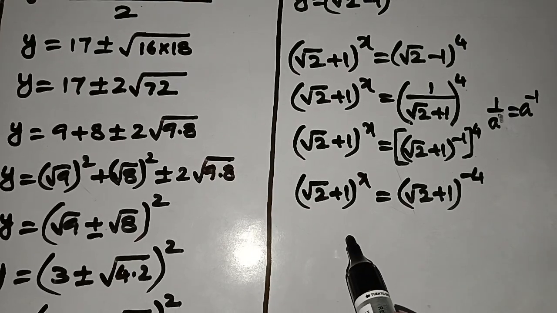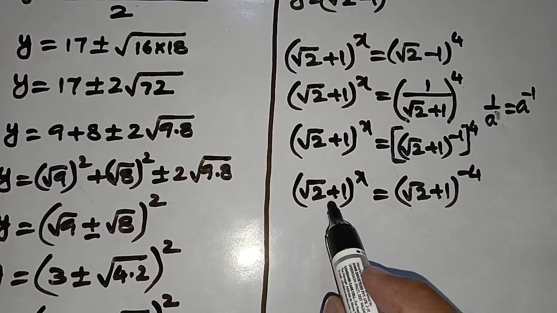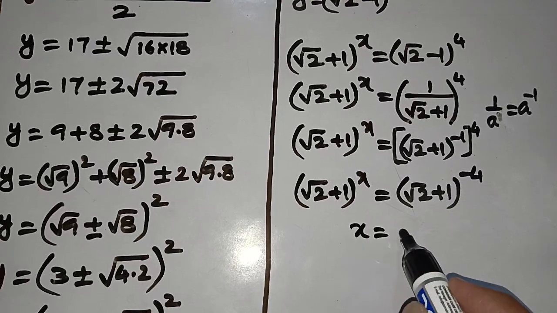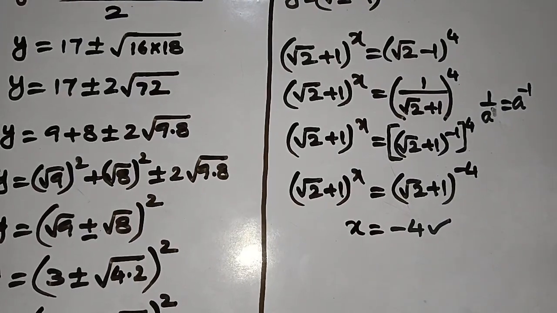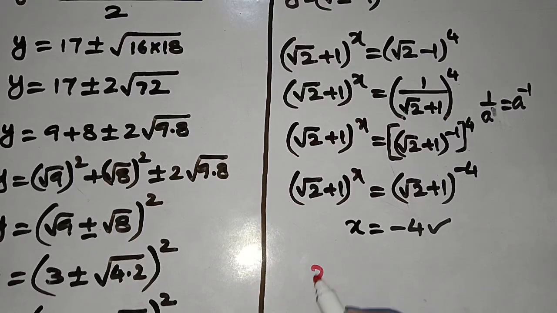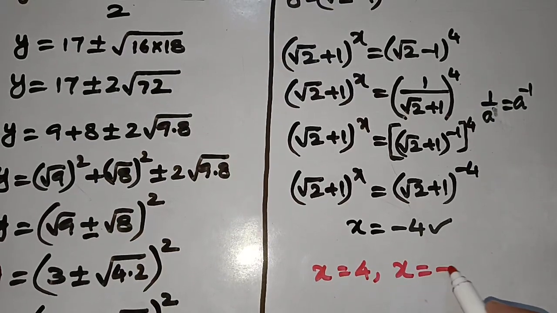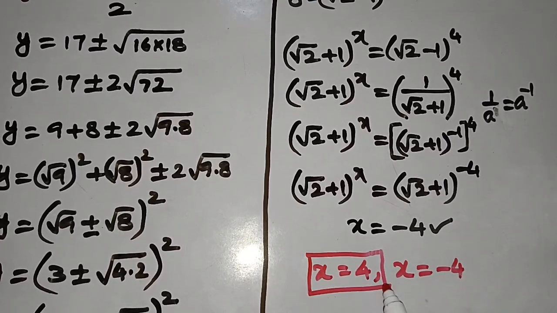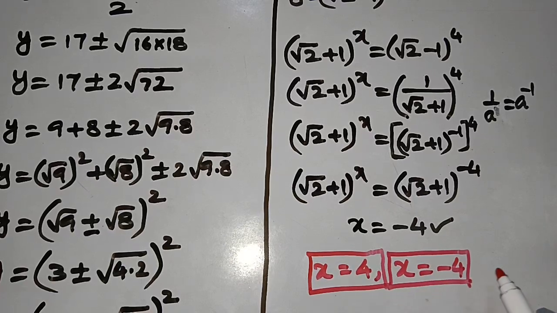Now comparing these two quantities on right hand side and left hand side, we can very clearly see that root 2 plus 1, root 2 plus 1 is same. So here we get x is equal to minus 4. So this is the other solution. So the two solutions we get here are x is equal to 4 is one solution, and x is equal to minus 4 is another solution. So these are the two solutions to this given equation.